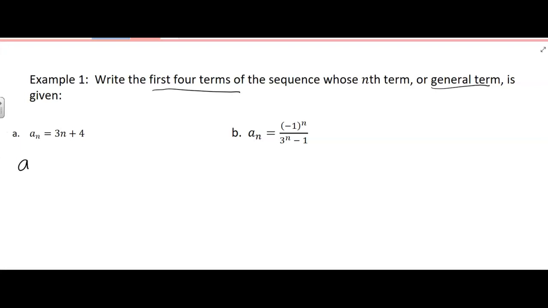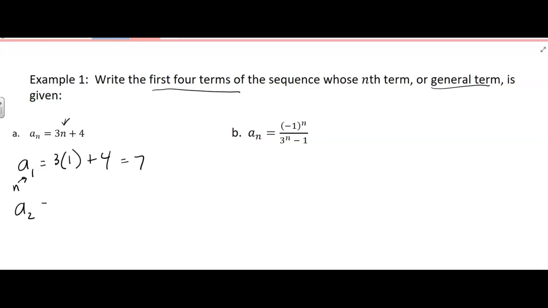So if I'm trying to find the first term, a sub 1, then n is 1. And so it's 3 times 1 plus 4. Do you see what I'm talking about there? So you're saying this n here is 1, so the n over here is 1. Okay, then we do a little bit of math. 3 times 1 is 3, 3 plus 4 is 7. Okay, that's the first term then.